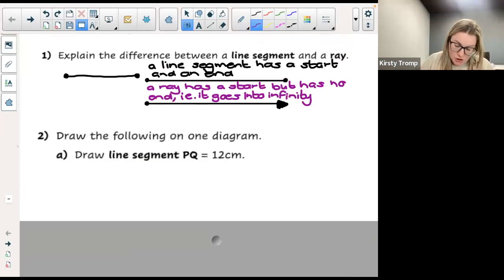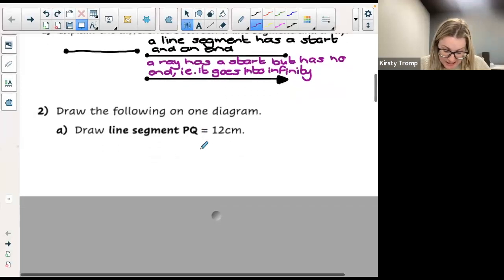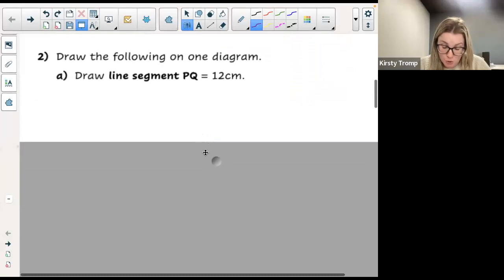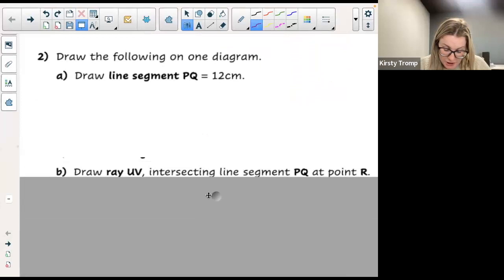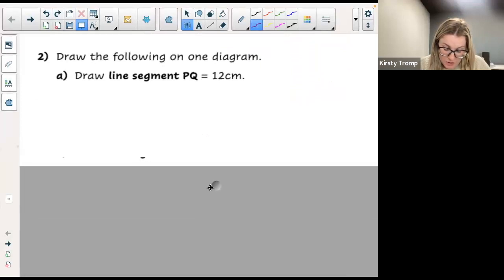Okay, question 2 says, draw the following on one diagram. All right, so first of all, it wants us to draw a line segment PQ of 12 centimeters. Okay, guys, what are we going to use if we need to draw a line segment? So the moment we see draw a line, what's the mathematical tool that we need to use?